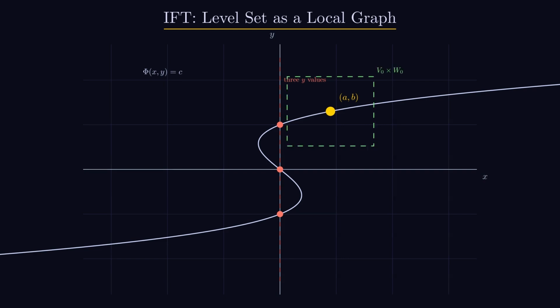The theorem produces a product neighborhood V0 times W0 around the base point (a, b). Within this box, the level set has a specific structure. It coincides with the graph of a smooth function f from V0 to W0. Outside the box, the level set may fold or branch. The theorem makes no claim about the global structure.